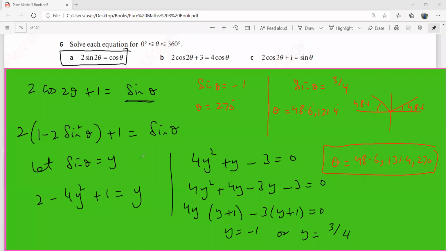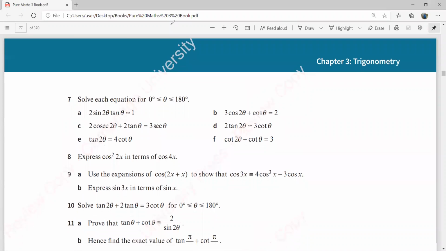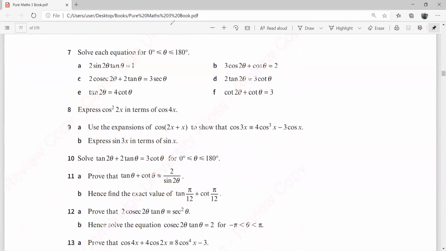If there is any question, please let me know. And now it's your time to practice. Let me show you these questions here. You can move on to question number 7. You can try 7, 8, 9, 10, 11, 12. All of these questions you should try so that you can be a master of trigonometric equations.